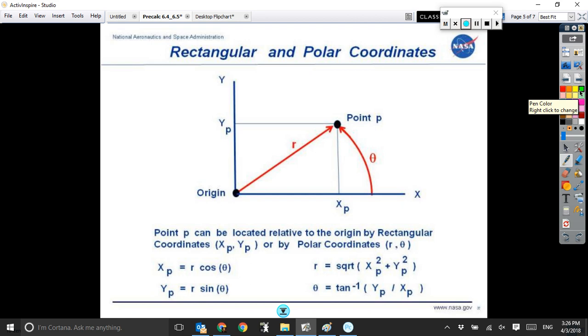If I already have polar and I want to go to rectangular, I'm going to use these right here. So I can use r cosine of theta to get x, and I can use r sine of theta to get y, which should look very similar to what we did with vectors as far as cosine being x, sine being y, and of course the same as our unit circle. So that's going to be our first problem.